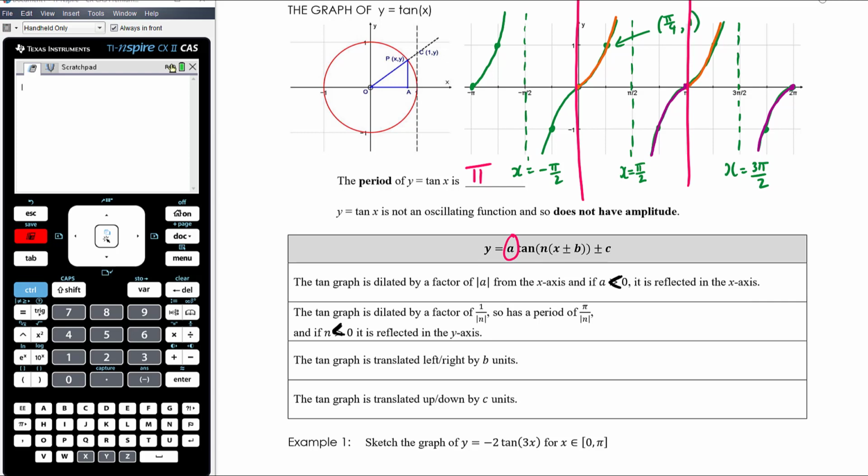The tan graph can be translated left or right by b units. Again, plus a value moves to the left, minus a value moves to the right. The tan graph is translated up and down by c units. Adding on a value at the end of the function moves it up. Subtracting a value moves it down. Let's again just take a quick detour away from the notes and have a quick look at that in action, and then we'll come back to working through the examples.